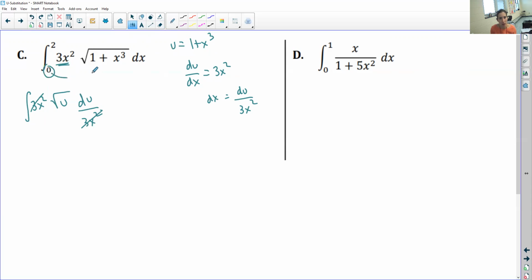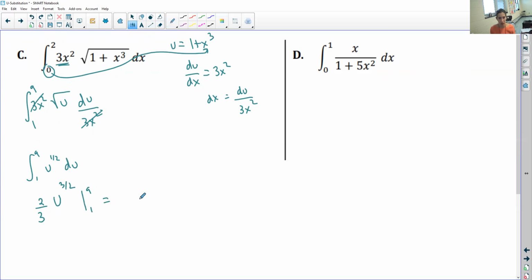So if I plug 0 into this, 1 plus 0 cubed is 0. Or I'm sorry, is 1. Then if I plug 2 into that, you get 9. So now I'm just going to rewrite this because it looks a little crazy. And this square root of u is really u to the 1/2. So now let's do the antiderivative. So we're going to add 1 to the power, so that's 3 over 2, and then multiply by the new power, or divide by the new power, so that's 2/3, from 1 to 9.